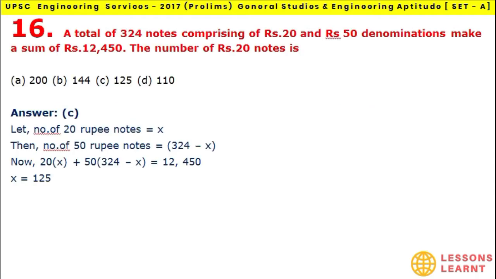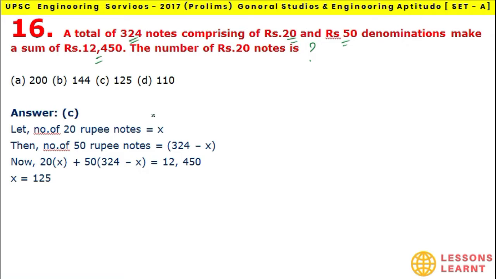So what is the 16th question? A total of 324 notes comprising rupees 20 and rupees 50 denominations make a sum of 12,450 rupees. That means there are 324 notes in total. Out of those, some are rupees 20 notes and some are rupees 50 notes. By adding them, we get a sum of 12,450. Now we have to find how many rupees 20 notes there are.